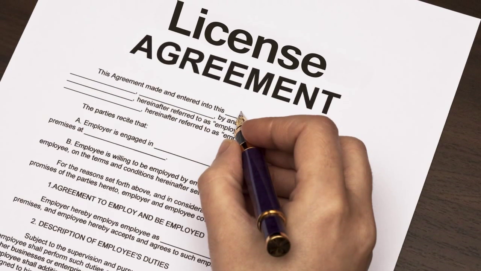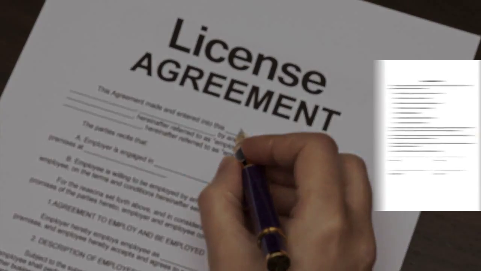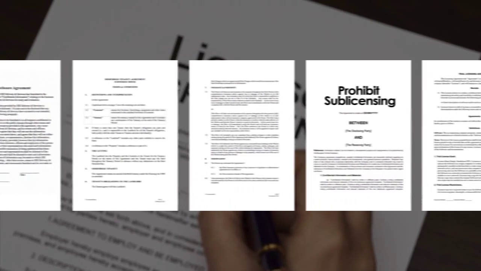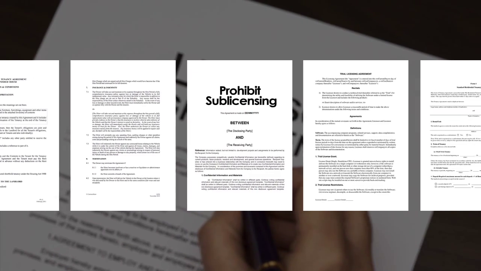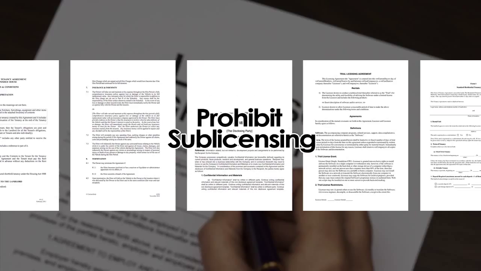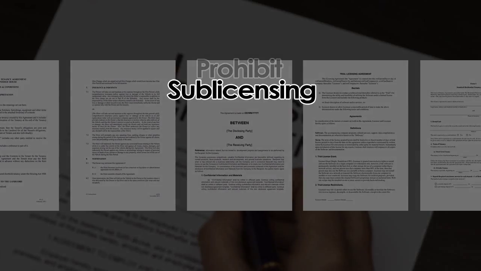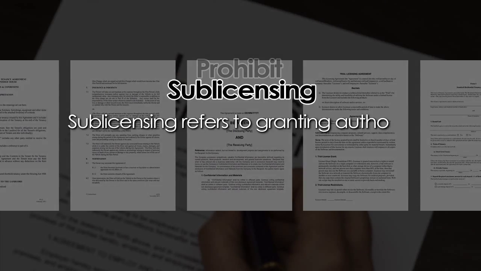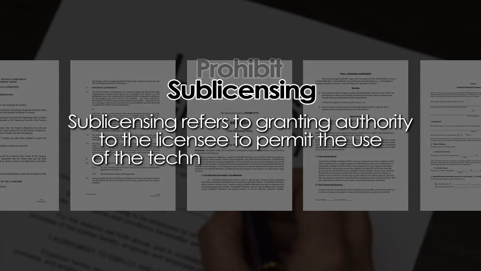To protect intellectual property rights in license agreements, whether or not a sub-license is permitted needs to be specified. Much attention goes to the royalty provision in license agreements, but in order to protect intellectual property rights, potential leakage to third parties has to be looked at closely. Sub-licensing refers to granting authority to the licensee to license the use of the technology to a third party. It is advantageous for the licensor to stipulate in the contract if sub-licensing is prohibited or partially permitted.